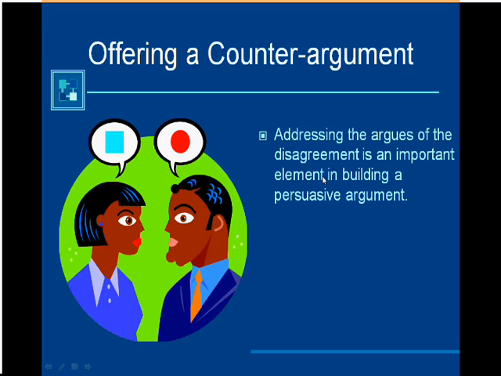So the counter-argument, addressing the argument of the disagreement, is an important element in building a persuasive argument. So you have to say the good points and the bad points, okay, in order to convince the person in front of you or the person reading your work. So you have to say the good points and the bad points, not only the good points, because sometimes for you, good points can be bad points for others. So you have to mention both.